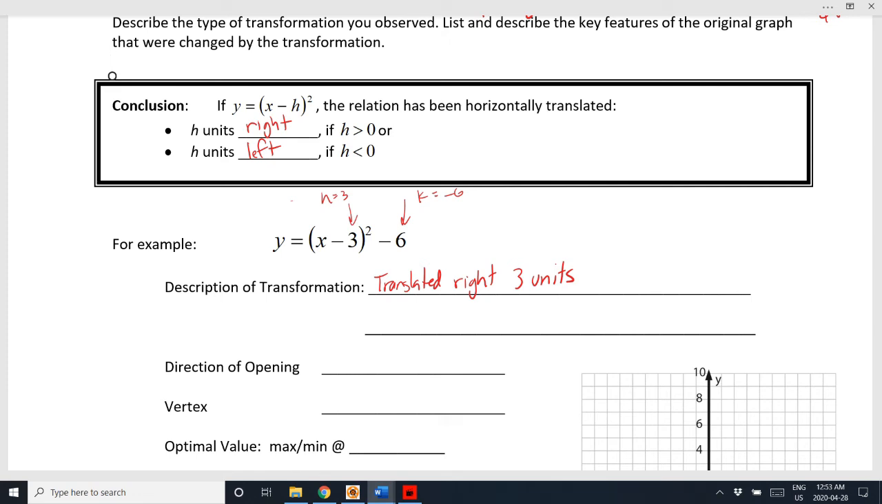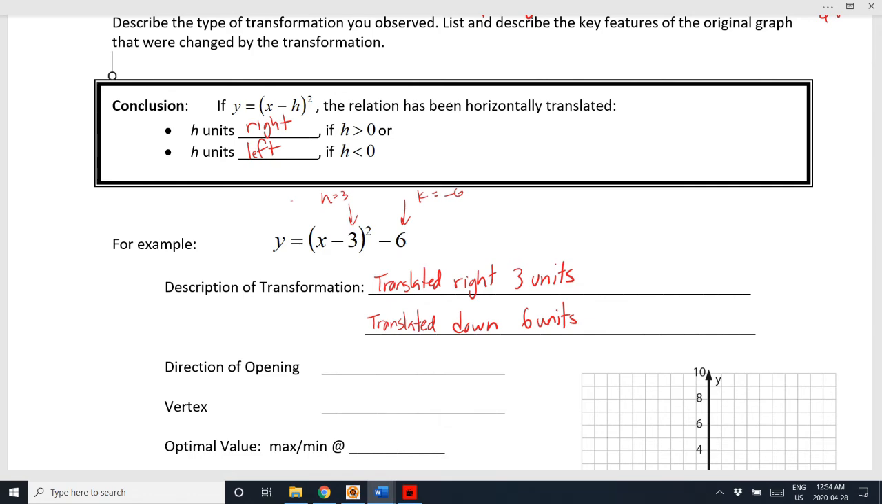And translated vertically down, I'll just say down 6 units. See that negative 6 there? So we're going to go down 6 units.